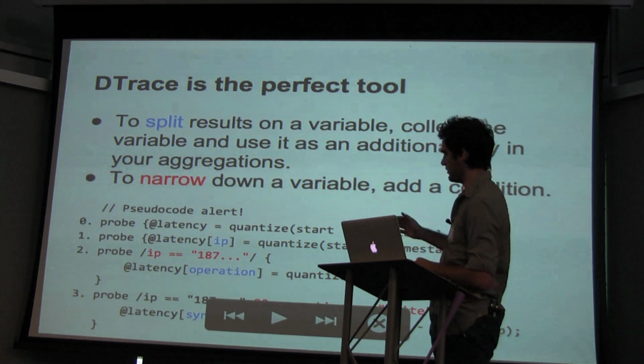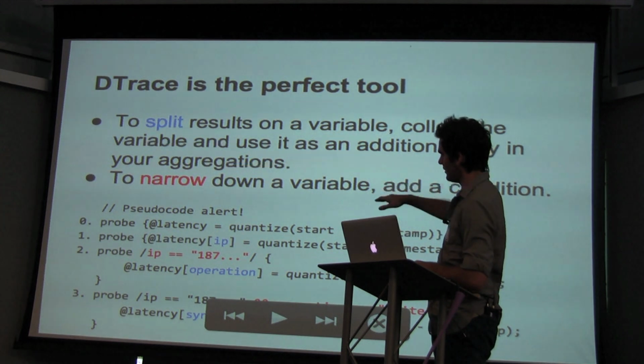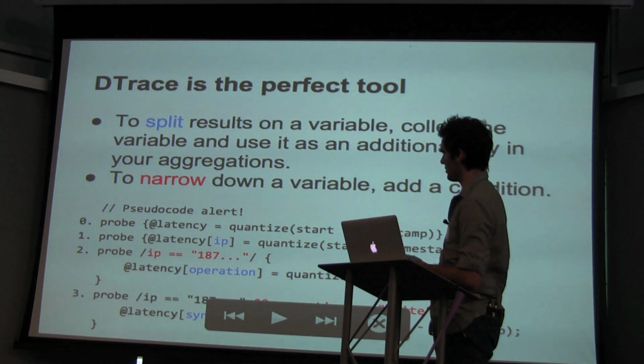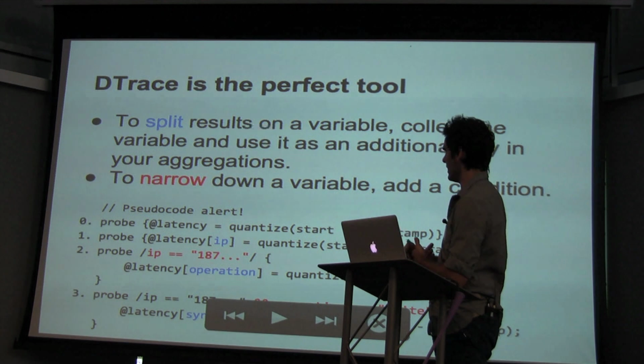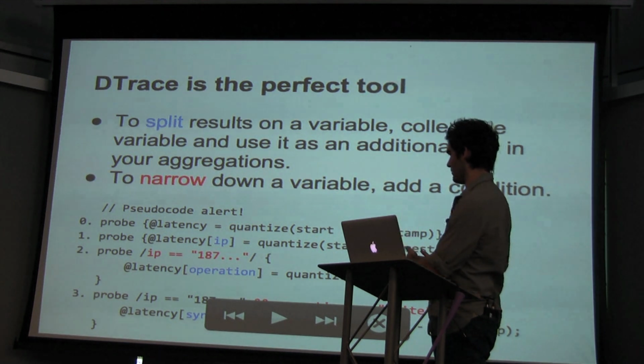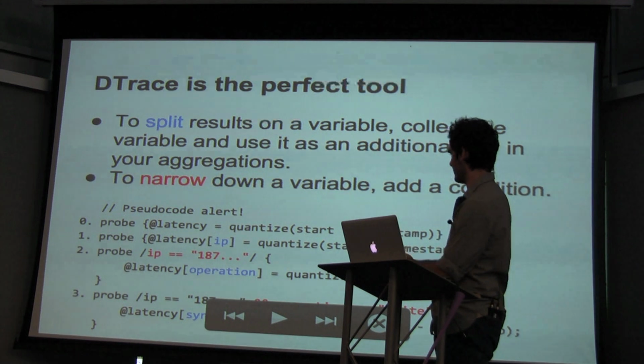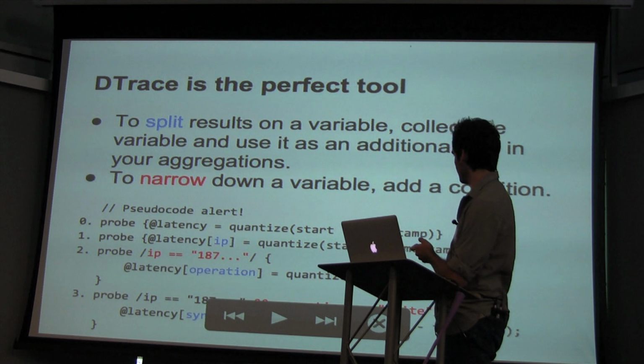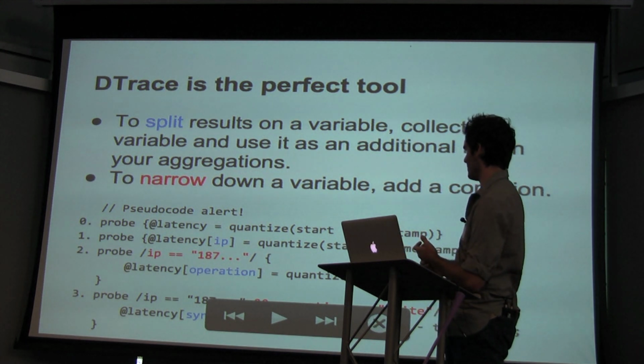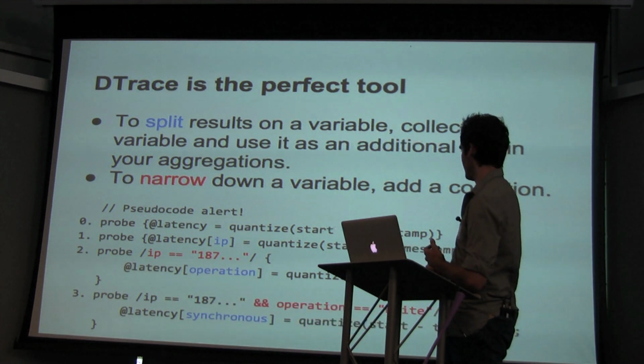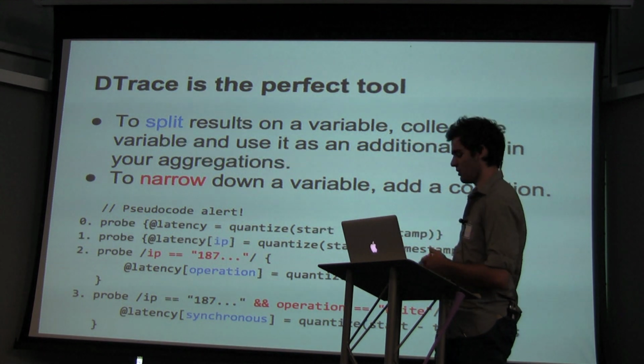So as you can see, I basically map out the same set of operations, breaking out by latency, breaking out by IP address, then setting the IP address and breaking down by operation, and then setting the IP address and the operation type to be a write, and then breaking down by latency around.